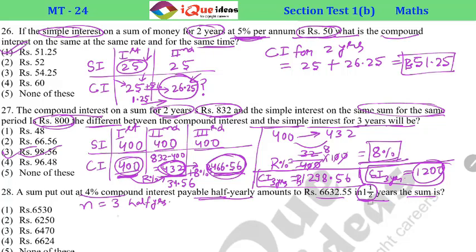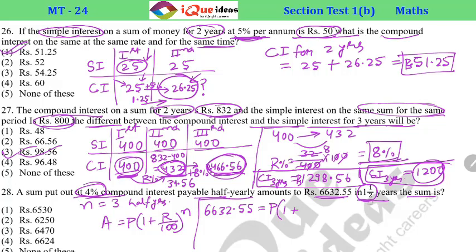Now the amount is 6632.55 and the formula for amount is P into 1 plus R by 100 to the power n. This is a simple direct formula that we have to use. In place of A, we will put 6632.55. This is equal to P into 1 plus. Now what is the rate? Rate is 4%. Remember, rate is always for a year, right? Here it is half year. So 1 year rate is 4%, so half year rate will be 2%. So 2 divided by 100. And the number of periods is 3, right? Now 1 plus 2 by 100 is 1.02, and to the power 3.